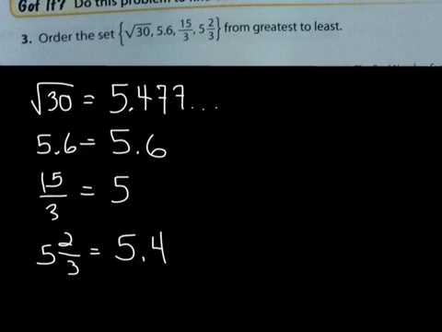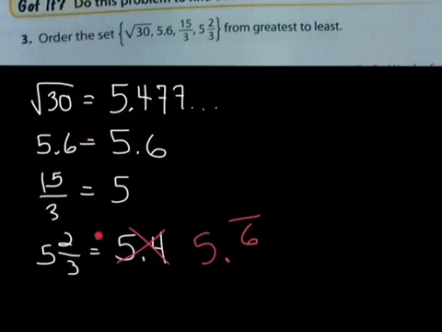Now we can see that the square root of 30 is 5.477. I stopped writing the numbers because it's fine. We can round to the nearest tenth, it's easy to round to the nearest tenth here. And then we have 5.6. 15 divided by 3 is 5, and 5 2/3 is 5.4. Oops, I made a little mistake. It's not 5.4. My mistake. It's 5.6 bar notation, right? 2/3 is 6, 6, 6, 6, a bunch.